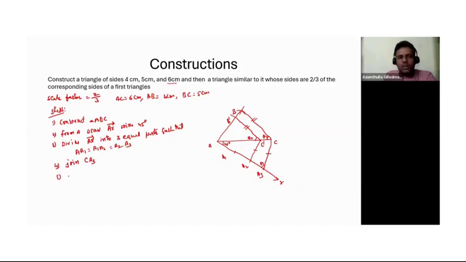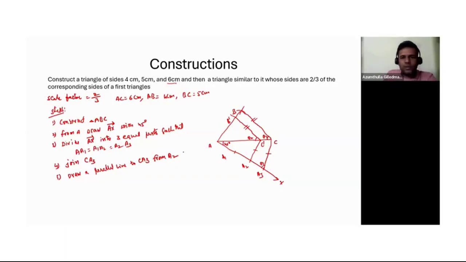Then after that, what I did, draw a parallel line. Draw a parallel line to which one? CA3. Draw a parallel line to CA3 from A2, because we need the scale factor is 2 by 3. So 2 portions we need. If it is 1 by 3, that means even smaller triangle. Then I would have joined A1 and the C dash would be somewhere here. I would have drawn a parallel line from A1 if it is 1 by 3. As it is 2 by 3, I'm drawing from A2. You're getting it, right? Okay.